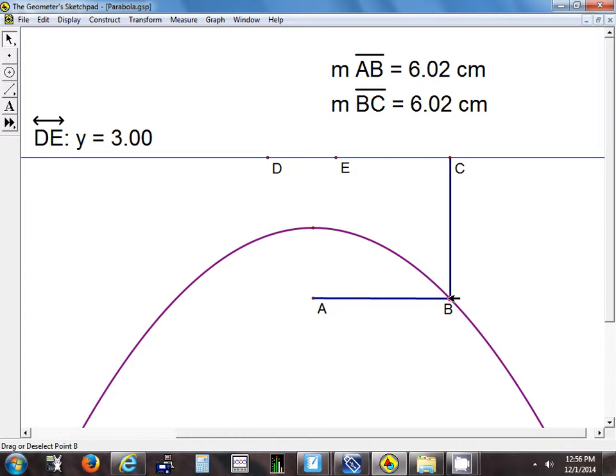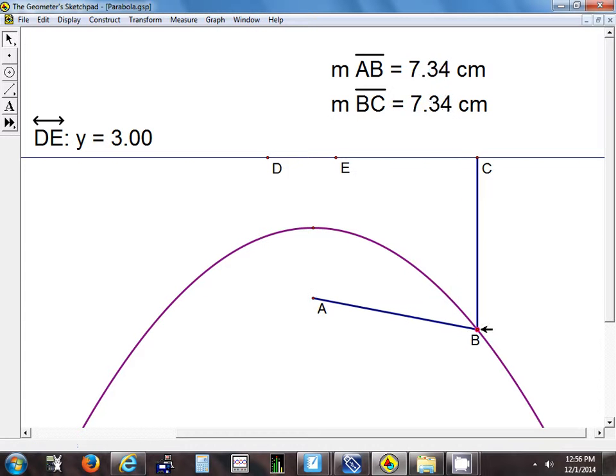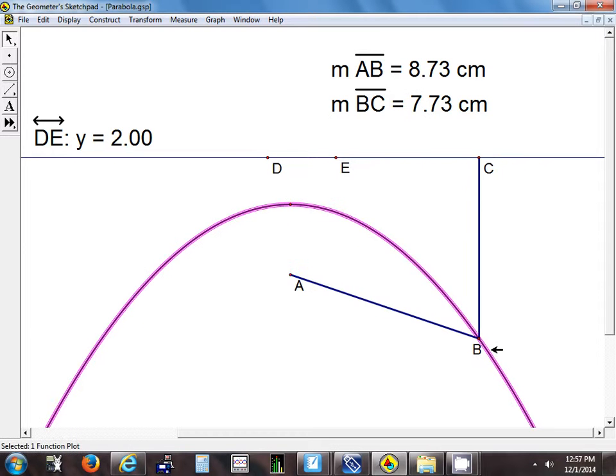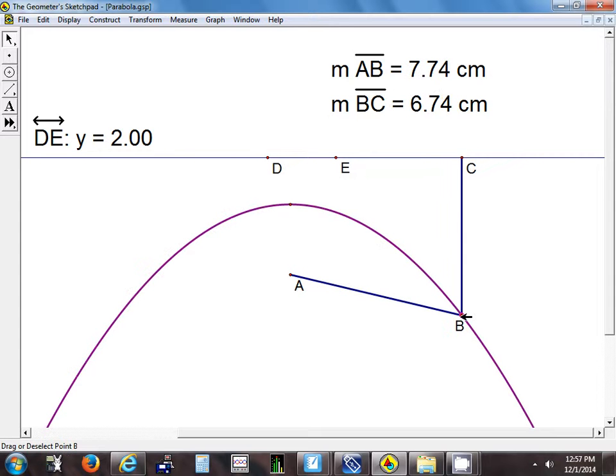Now, let's see if I can, yep. As I drag B, notice what happens. The distance from B to the focus and B to the directrix always stays the same. It's always, if you compare those two, oops, I just messed it up.